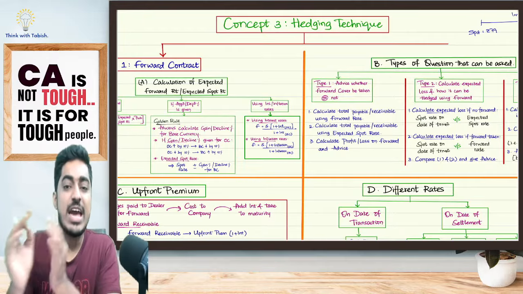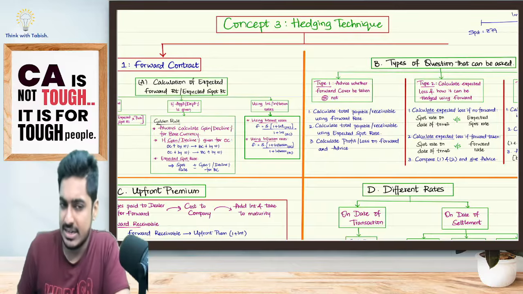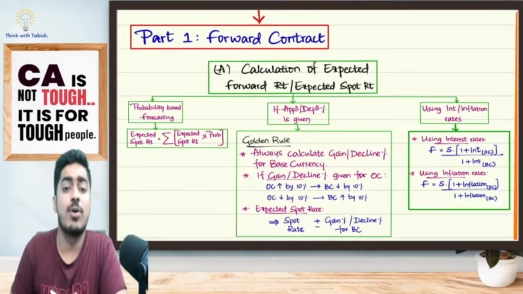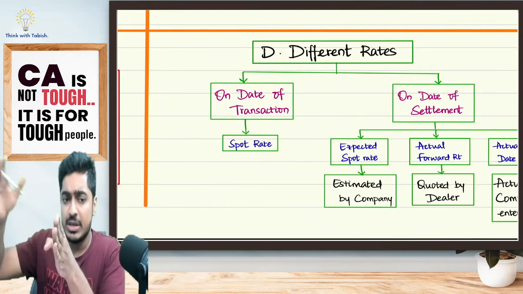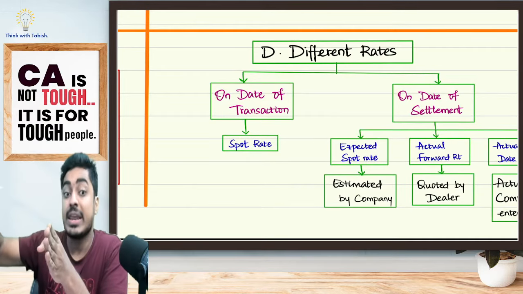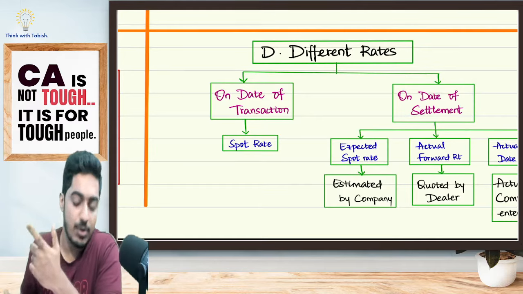Yes, everyone. So next we are having concept number 3, which is going to be hedging techniques. In that, the first technique for hedging is the forward contract. Now understand what a forward contract is. The transaction is happening in the future, but for that transaction, the rate is determined today. That is called a forward contract.